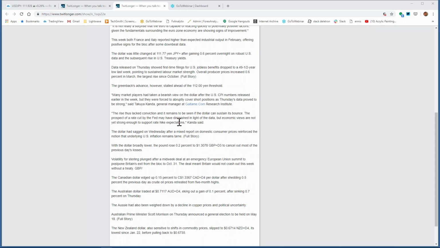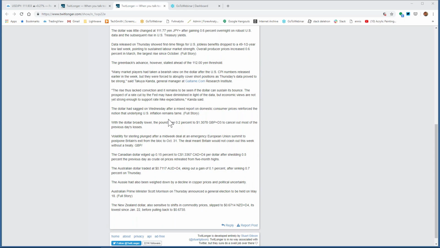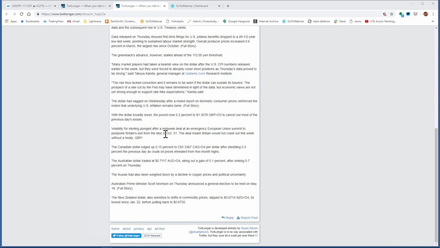The prospect of a rate cut by the Fed may have diminished in light of the data, but the economic views are not yet strong enough to support rate hike expectations. The dollar sagged on Wednesday after a mixed report on consumer prices reinforced the notion that underlying U.S. inflation remains tame. Volatility for sterling plunged after a midweek deal at the emergency European Union summit to postpone Britain's exit from the bloc.